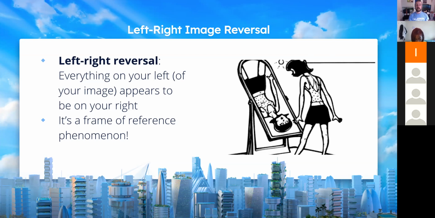So when we talk about left-right reversal, what we're talking about is it all depends on where you're looking from and how you're looking at something. It is a frame of reference. It is not a phenomenon of physics.